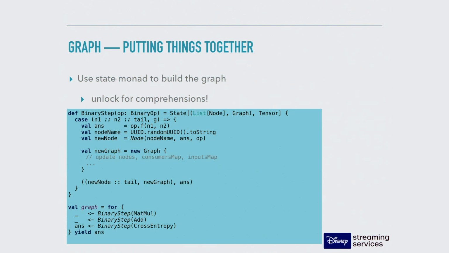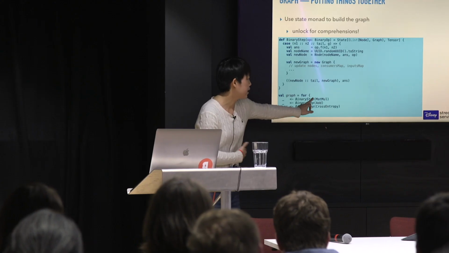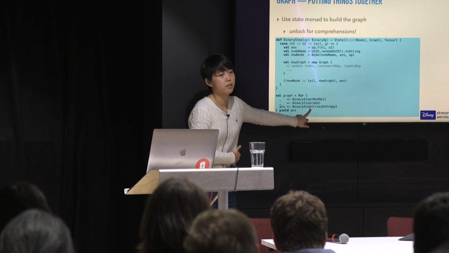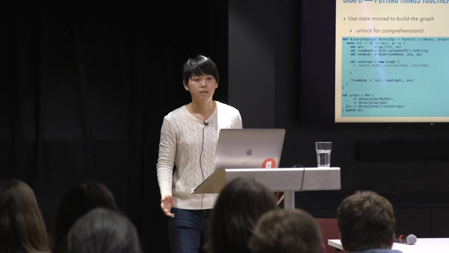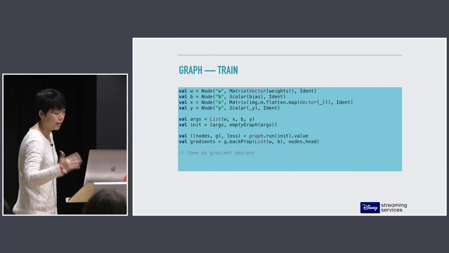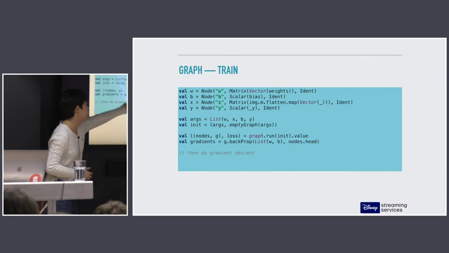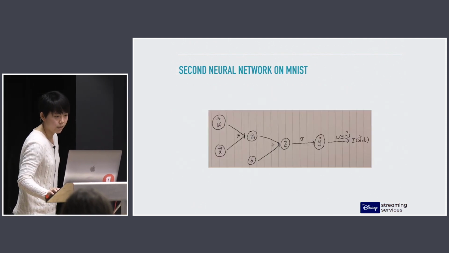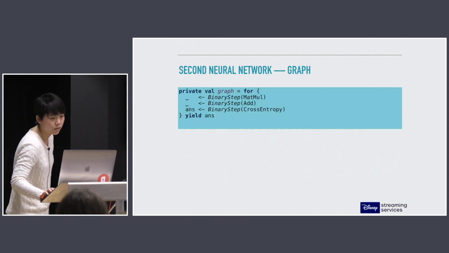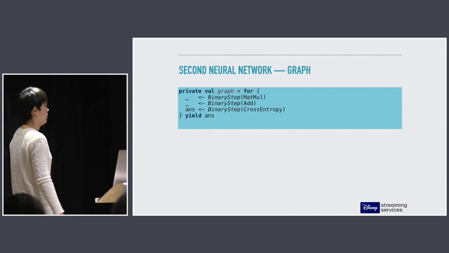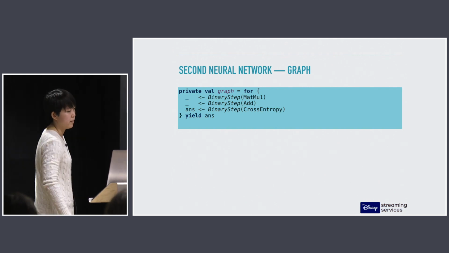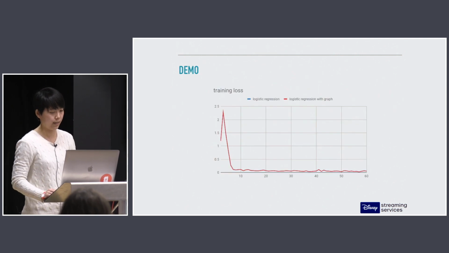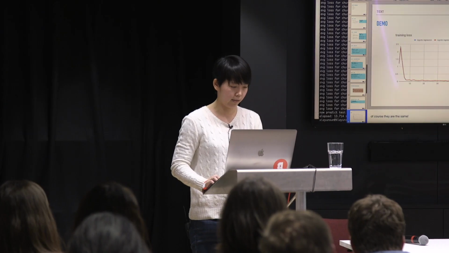This is basically our network, right? We have a matrix multiplication, a vector addition, and a cross entropy. And that's it. That's the training part. As I said, it's really just calling graph.backprop. Okay, so let's see the second neural network. This is the code for the second neural network, and I think it's much better than all the formulas before. And the training result is, as you would expect, exactly the same.